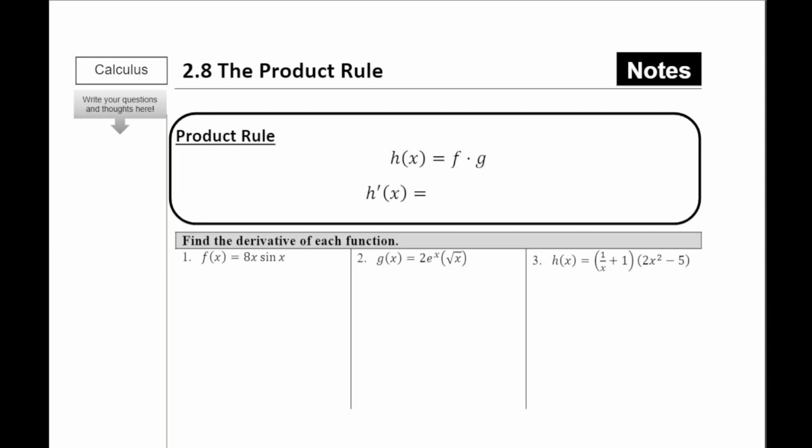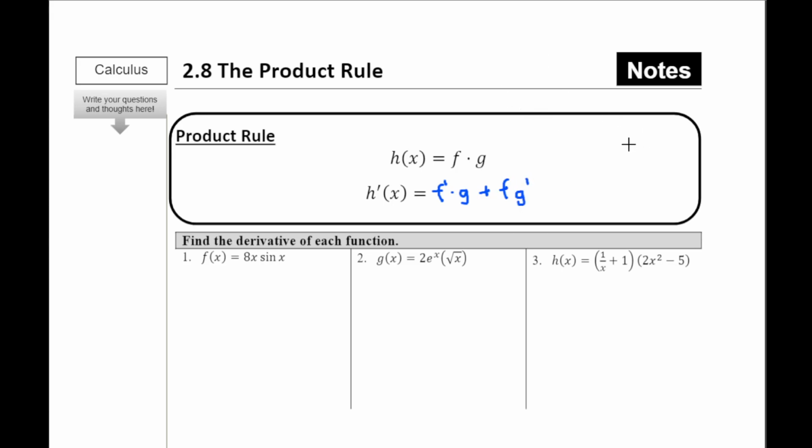Product rule. Again, this is so fundamental, so important. This comes up all the time. If you have a function times another function, you can't just take the derivative of each individual one, not with the product rule. You have to take the derivative of the first, multiply it by the original of the second, plus vice versa. Leave the first, take the derivative of the second.